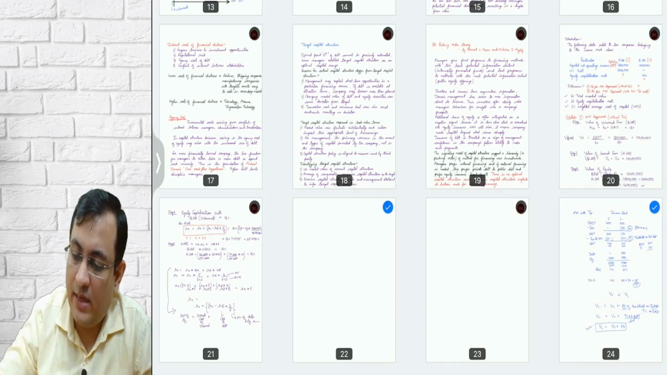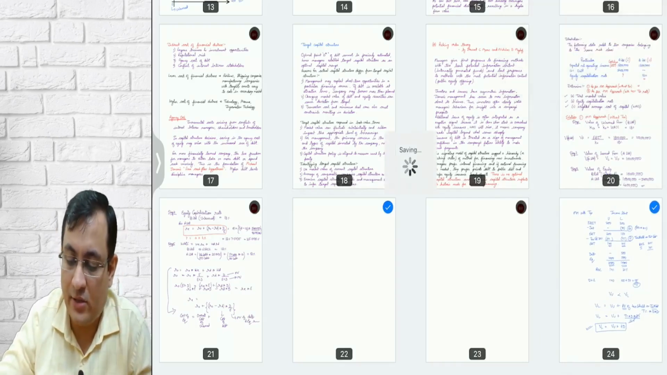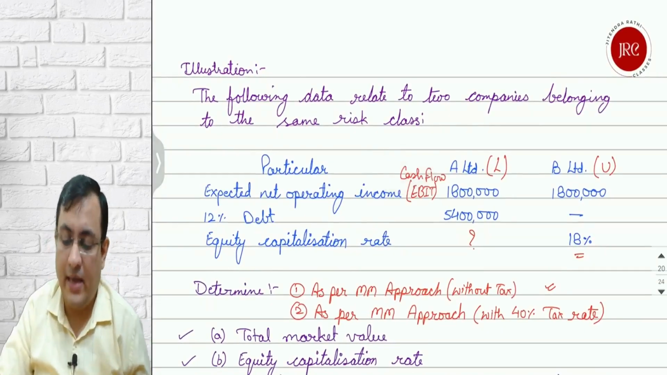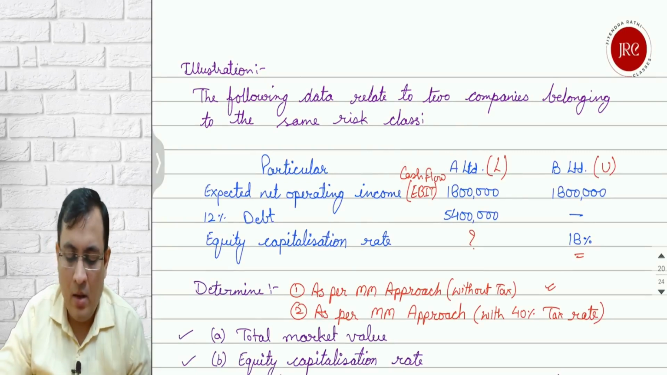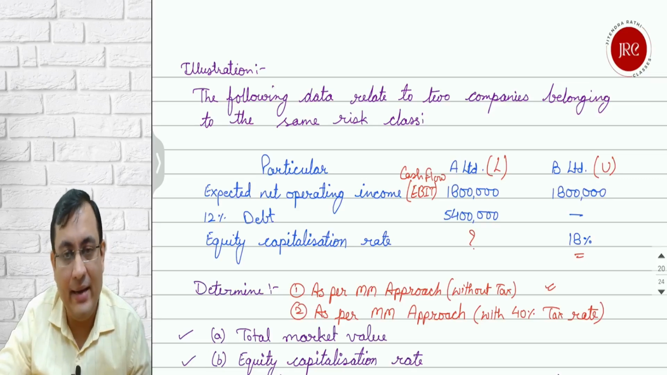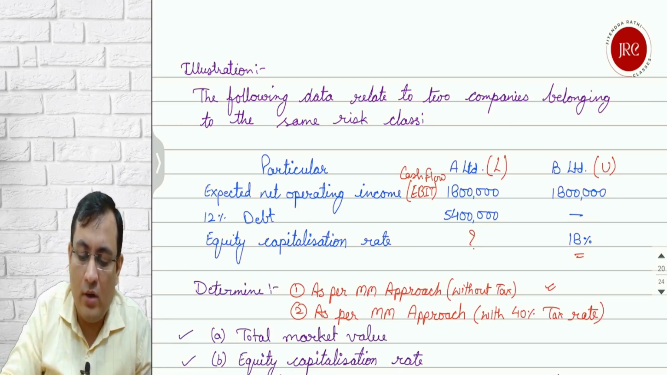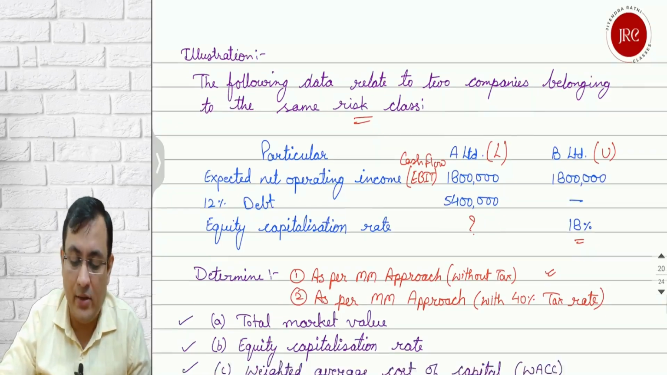Same illustration we are going for that. But now there is a change, that there is a taxation. So let's go for that illustration. Illustration again, both companies A Limited and B Limited. A is levered, B is unlevered. Both are generating cash flow, that is EBIT, from its business, 18 lakh and 18 lakh, same risk class. So overall risk, operating risk, sales risk are same, but leverage is increasing, DFL is increasing in case of A Limited. 12% debt they are introducing.